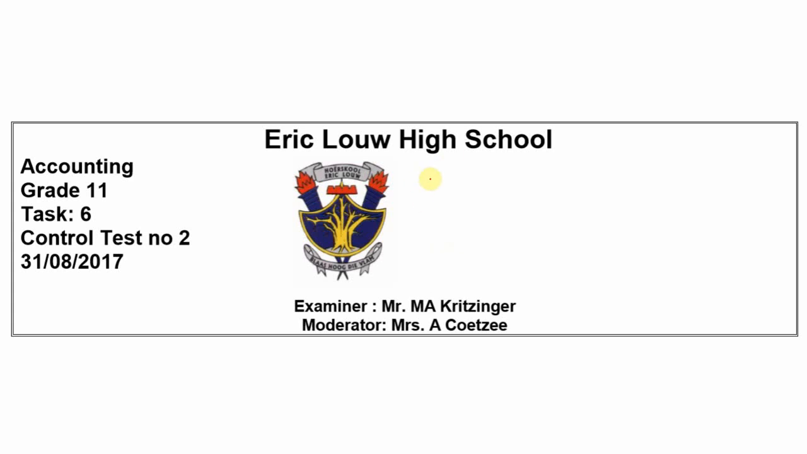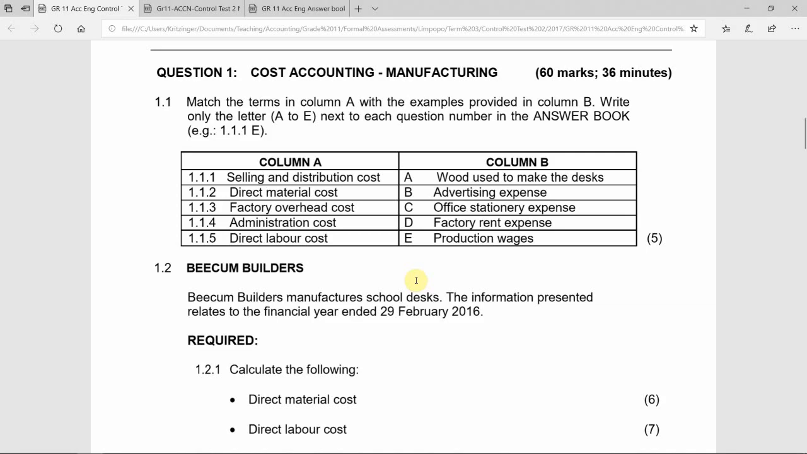This is a discussion of the test, the control test number 2 for grade 11 accounting of 31 August 2017. Question 1 relates to cost accounting. So it's a question of 60 marks for 36 minutes.